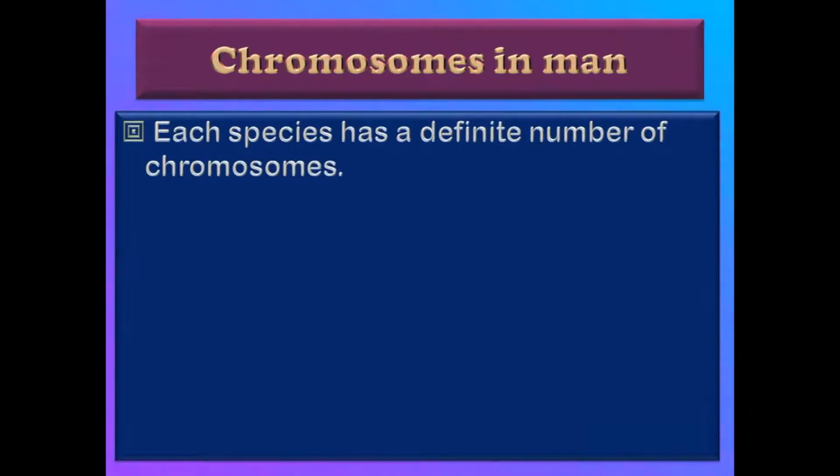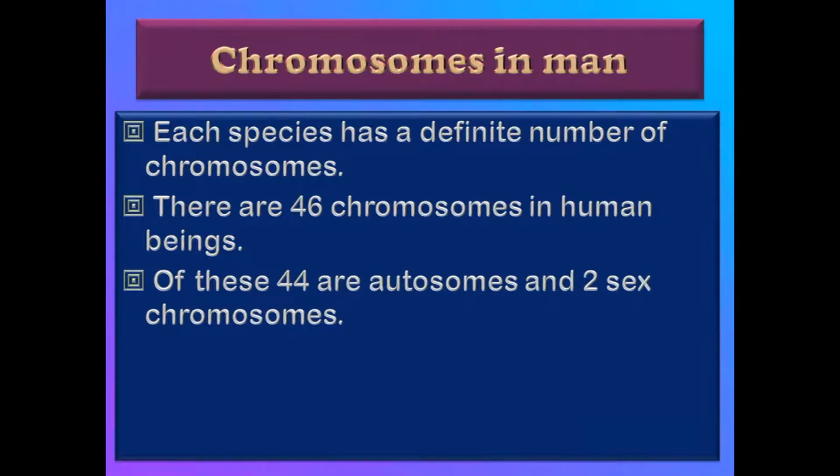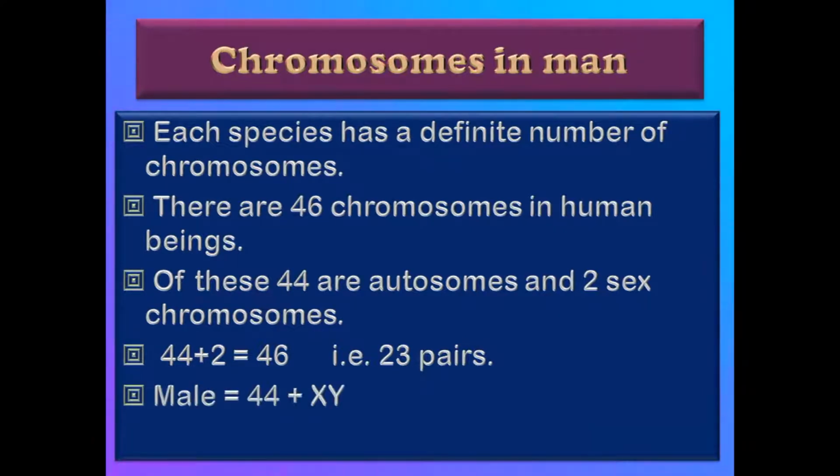Each species has a definite number of chromosomes. There are 46 chromosomes in human beings. Of these, 44 are autosomes or somatic chromosomes and 2 are sex chromosomes. So 44 plus 2 gives 46, that is 23 pairs. If it is a male, the arrangement is 44 plus XY, and the genotype of female is 44 plus XX.